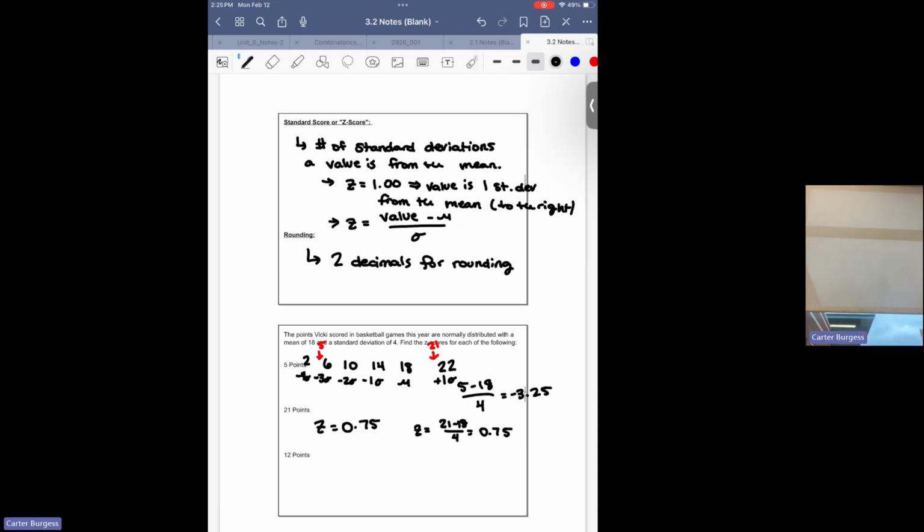All right, where would we expect 12 to be? Perfectly in the middle of 10 and 14. So what should the z-score be? Negative 1.5, in between -1 and -2, halfway in between. And in fact, what we get when we do 12 minus 18 over 4, -6 over 4, is negative 1.5.